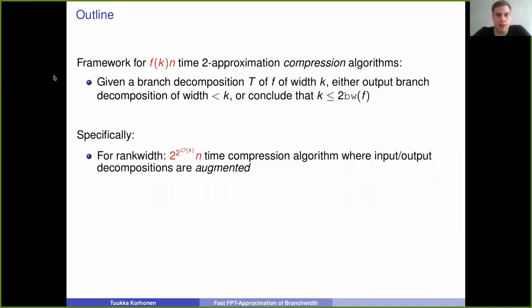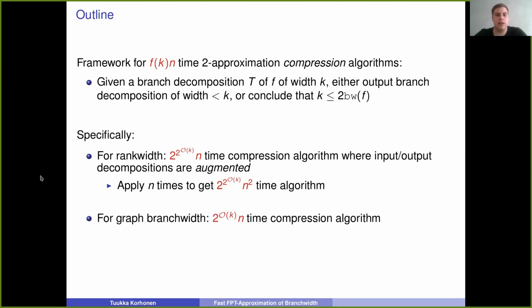And specifically, for rank width, we obtain this linear time for fixed k compression algorithm, where the input and output decompositions need to be what we call augmented rank decompositions, which just means that for every cut, representatives of equivalence classes of vertices across the cut are stored. And then with this type of compression algorithm, we just apply it n times, adding one vertex at a time, to get a quadratic time algorithm for fixed k.